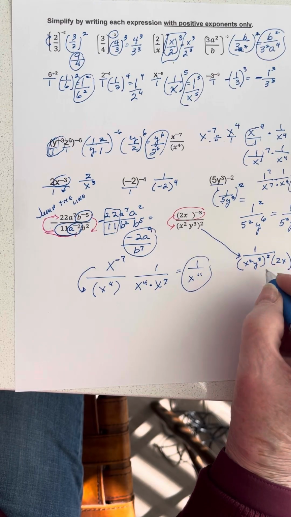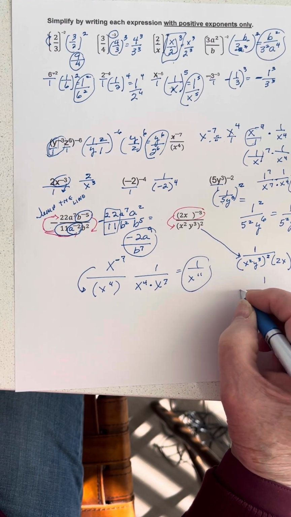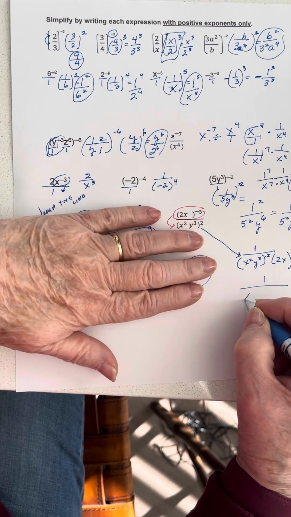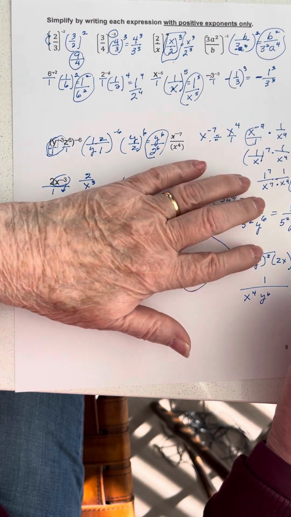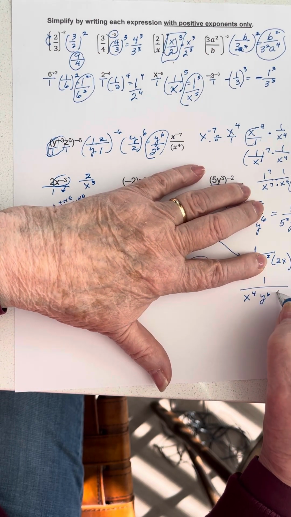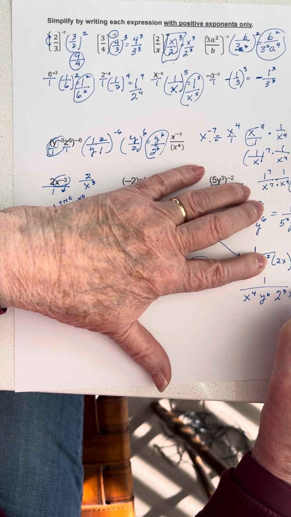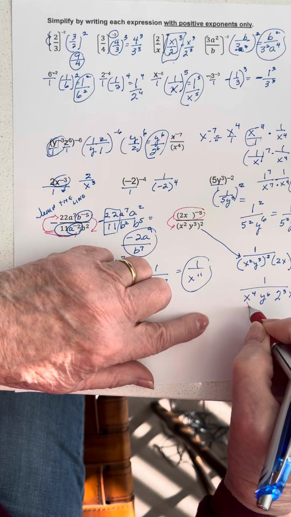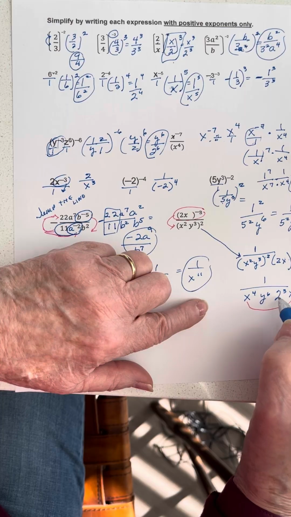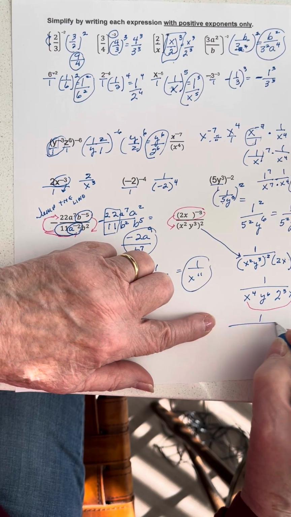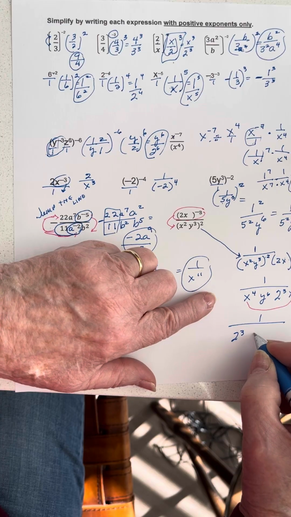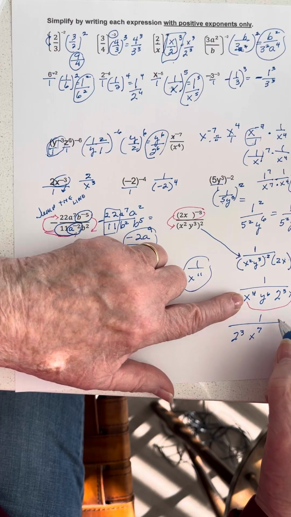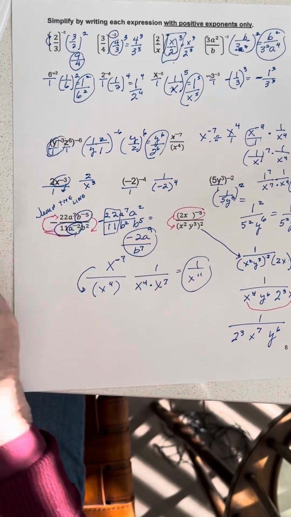So let's simplify all this. We have to take both of these to the 2nd power, so we're going to multiply the exponent. So we have x to the 4th, y to the 6th. And now we have to take both of these to the 3rd power. So now let's simplify this. I'm going to start with the constant, so I have 1 over 2 to the 3rd power. Now how many x's? We have 4 and 3 would be 7. And then we have y to the 6th.